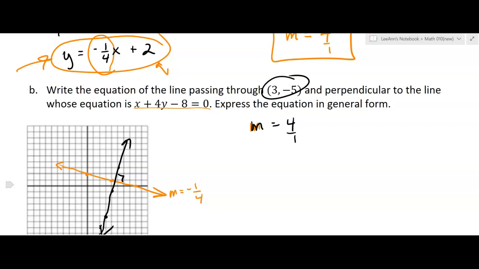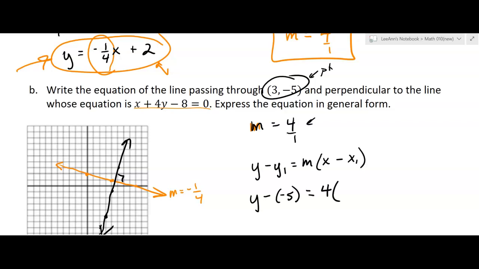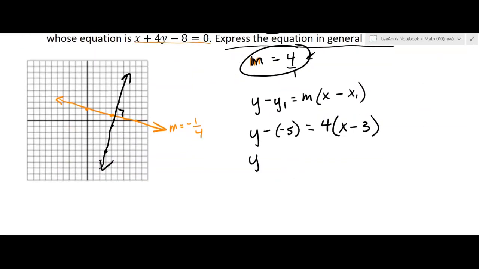A line perpendicular to the orange line, but it also has to go through the point 3, -5. So we know a point and we know the slope, so we can use point-slope. So y minus -5 equals the slope 4. I'm just going to put 4, x minus 3. Okay, so this was my x1 and my y1, and then here was my slope. All right, they say to express the equation in general form this time. Usually they don't say general form, but we can do that. y plus 5 equals 4x minus 12.